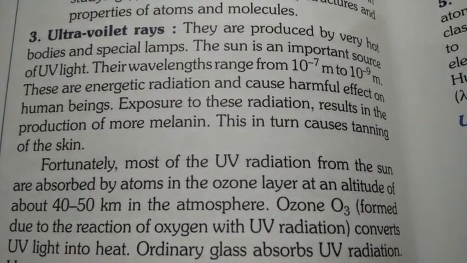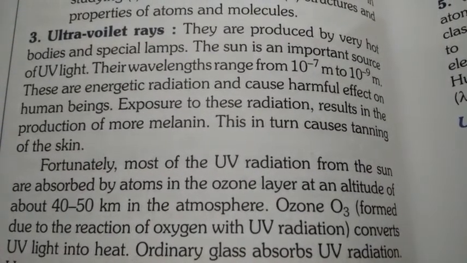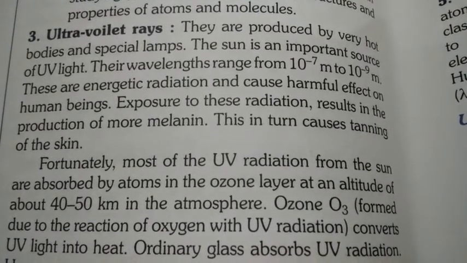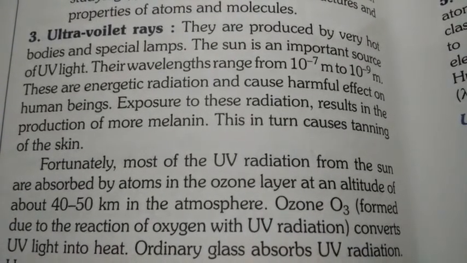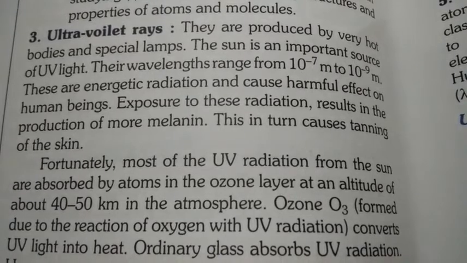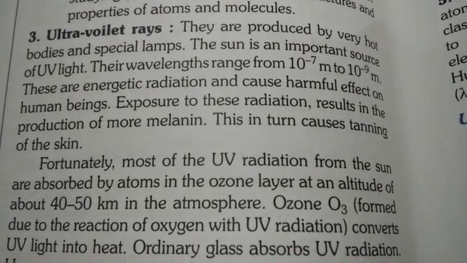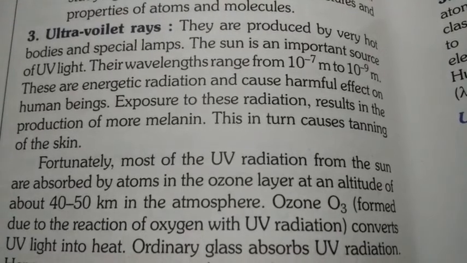So what is the source of ultraviolet rays? Hot bodies. Okay. Then the sun is a very important source because that is the hottest body present here in the solar system. Their wavelength ranges from 10 to the power minus 7 meter to 10 to the power minus 9 meter.